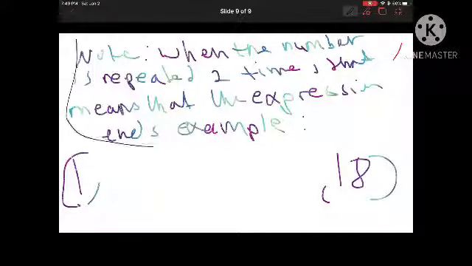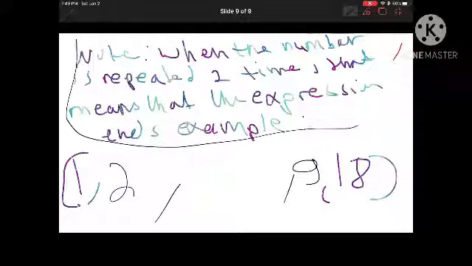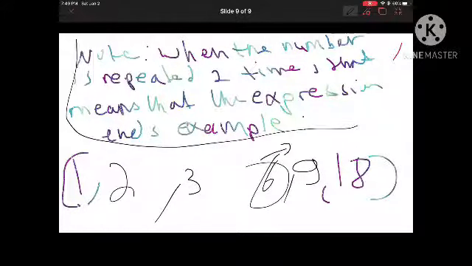Here is the note. When a number is repeated 2 times, that means that the expression ends. Here I gave you an example. Let's solve it one more time. So 2, then you say 2 times what equals 18? 9. Then 3 times what equals 18? It is 3, 6. Let's try 4, we can't. 5, we can't. 6, we can, but 6 is written, so we can't repeat it, which means that the expression ends.